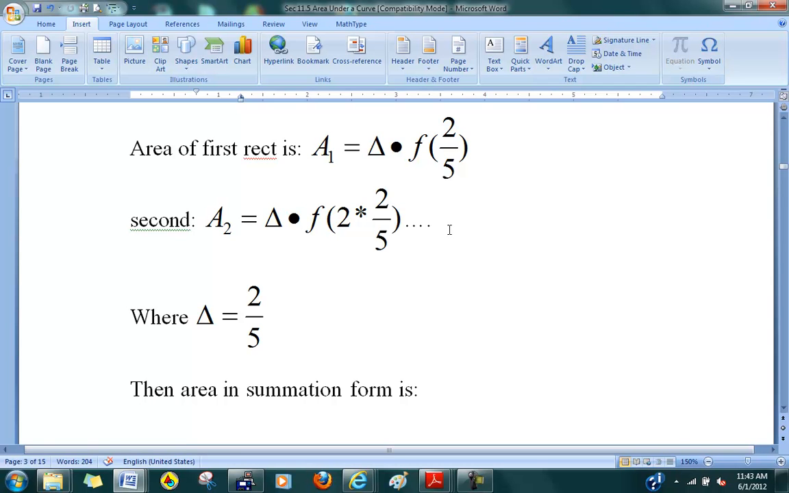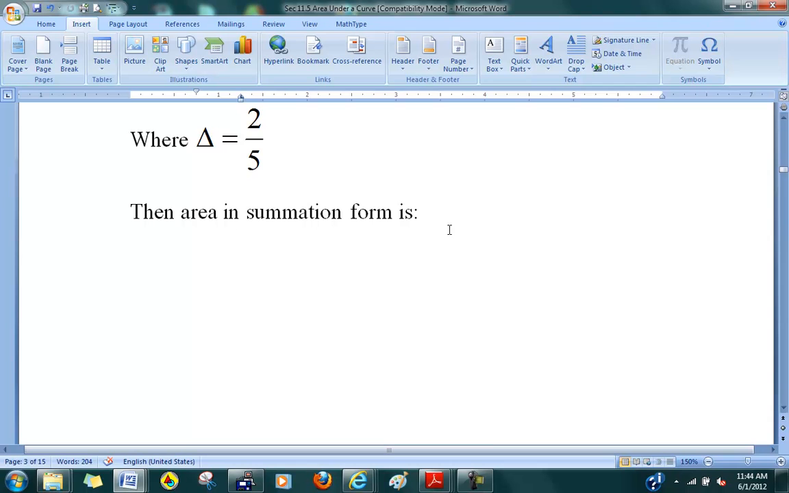Right boundary method. Okay, so again, I'm putting in both of them at the same time. You better keep your heads wired. If you don't, you're going to get lost or fall asleep. And then the area and summation form is, and we need to come up with that.